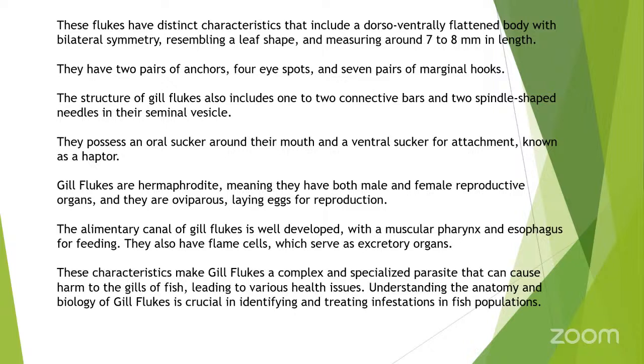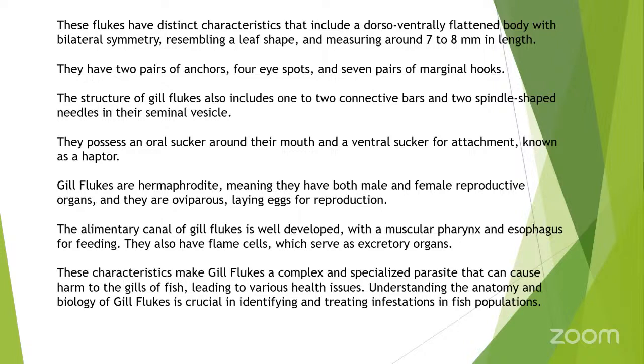They have 2 pairs of anchors, 4 eye spots, and 7 pairs of marginal hooks. The structure of gill flukes also includes 1 or 2 connective bars and 2 spindle-shaped needles in their seminal vesicle. They possess an oral sucker around their mouth and a ventral sucker for attachment, known as a haptor.